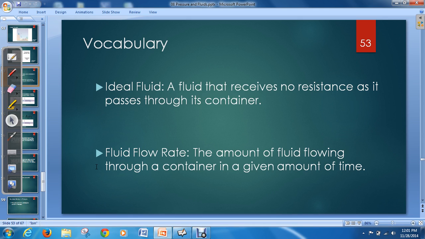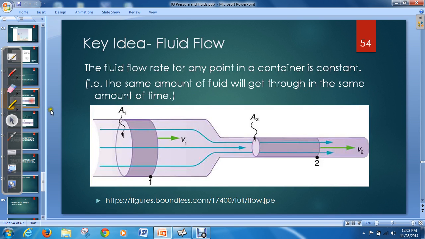So we don't want to get this confused with the speed of the fluid. The fluid flow rate is actually the amount of fluid coming out in a certain amount of time. So just make sure you're clear on that. Don't get confused with the fluid speed. The fluid flow rate has to do with the amount. All right, so let's think more about this fluid flow.